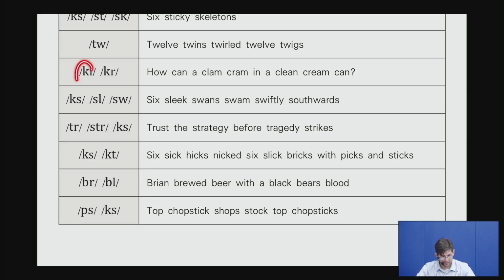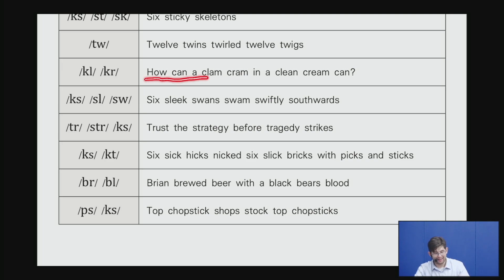We have our next blend. It's our KL and KR, but we often see it as CL and CR, which is the more common version of seeing this. So phonetically, it's a K sound, but here we see it almost unanimously spelled with C's. But it is, how can a clam cram in a clean cream can? So if you have problems with those L and R sounds, again, this is a good one for you, being able to blend them with other letters.